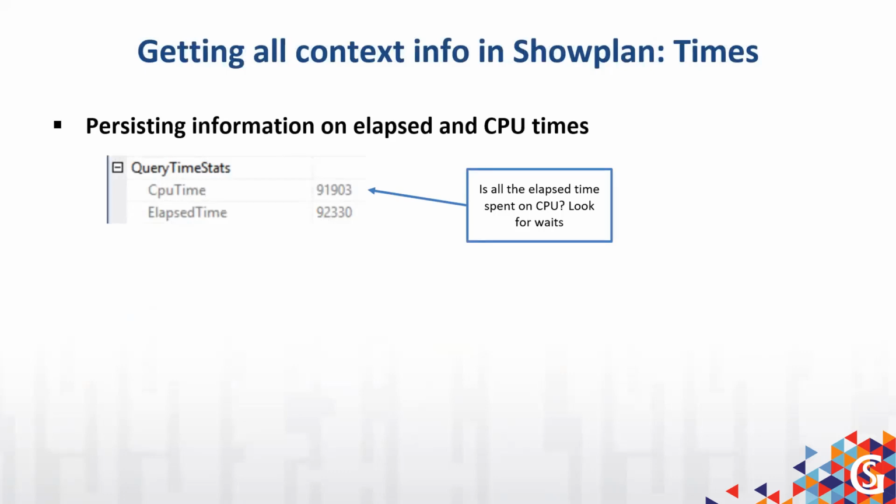So, as I was saying here, persisting information on elapsed time and overall CPU time becomes very important on the overall query. If someone sent you the actual execution plan, then that means that you had a number of data before, but you didn't have the information about actually how much time the query took to execute and how much CPU time it took also.